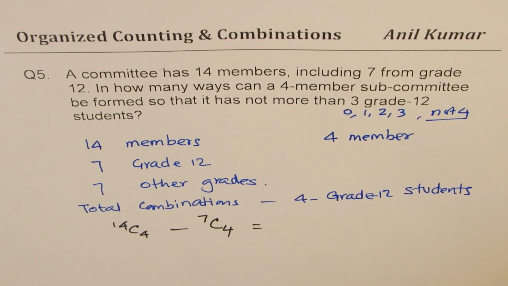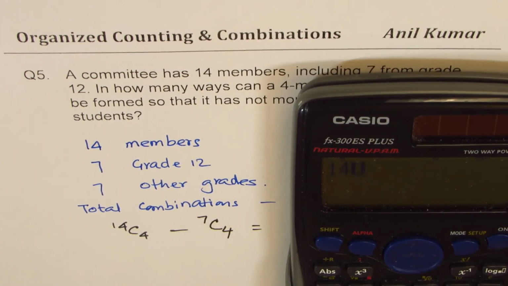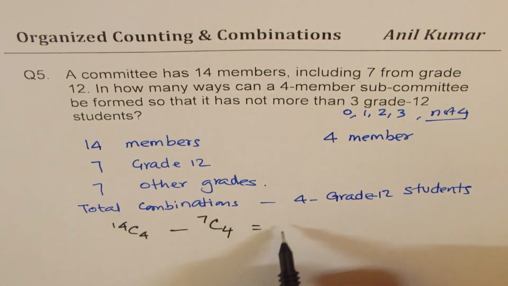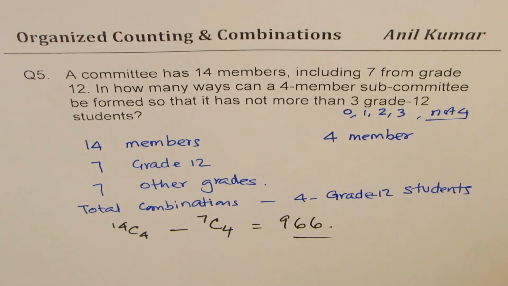Is it okay? So let's calculate this answer. It is 14C4 take away 7C4. 966, right? So that becomes the answer, 966. So that is how it can be answered.